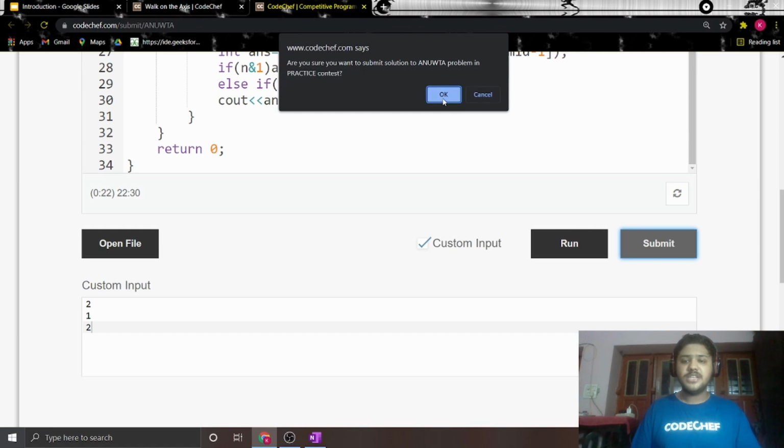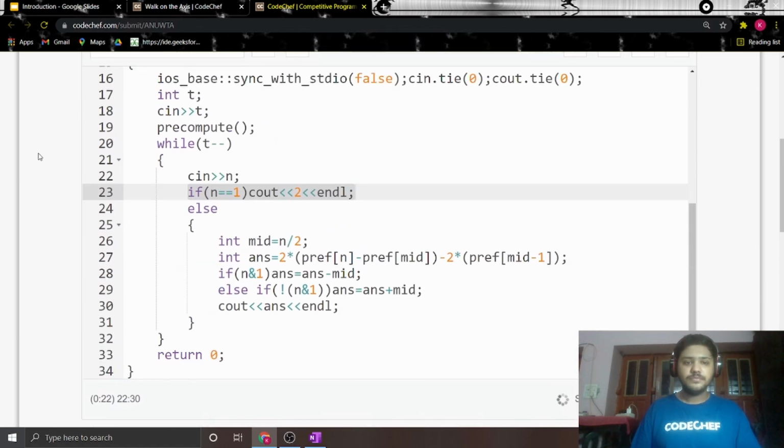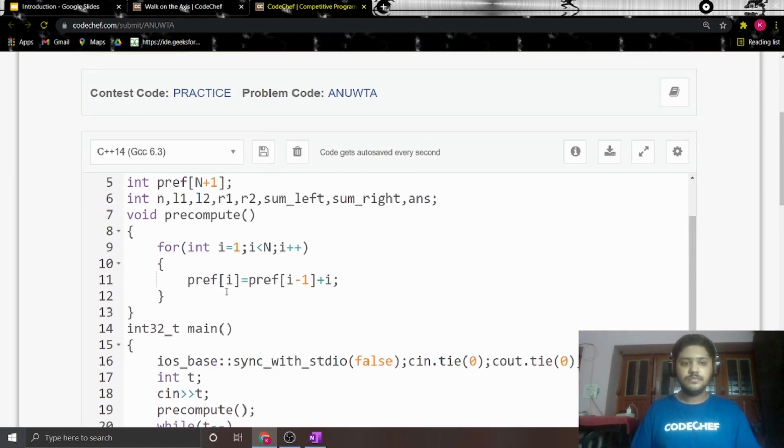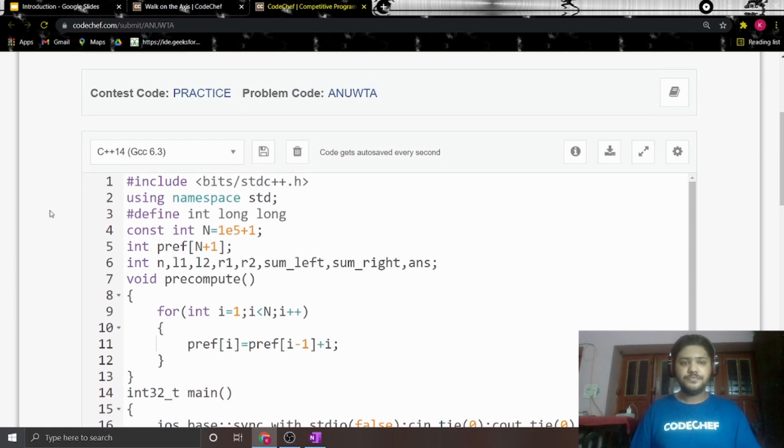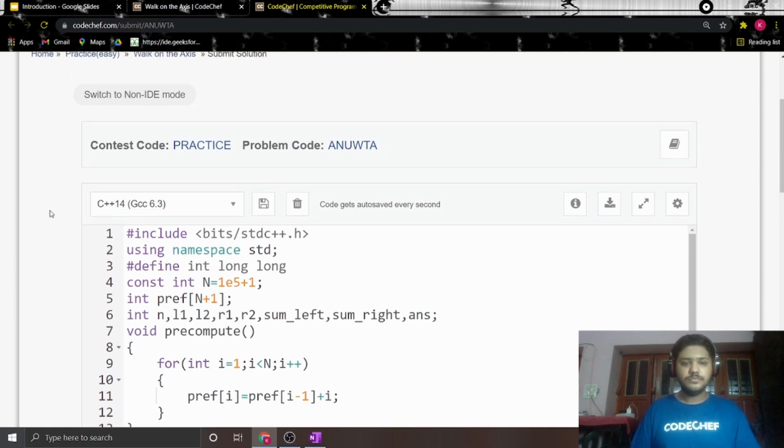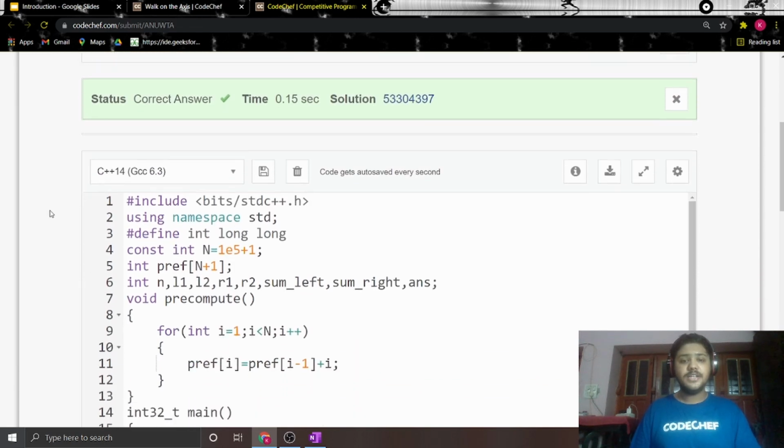Now let's submit the solution. You can see that the code got accepted.